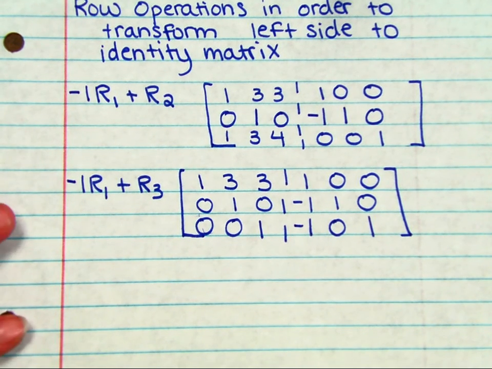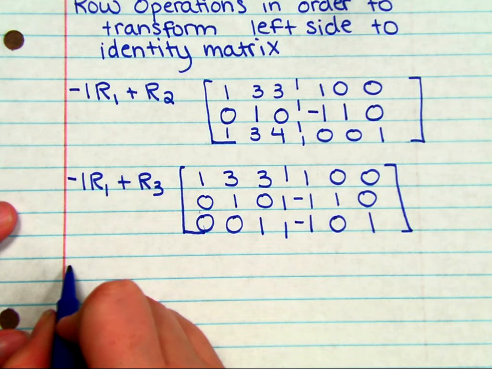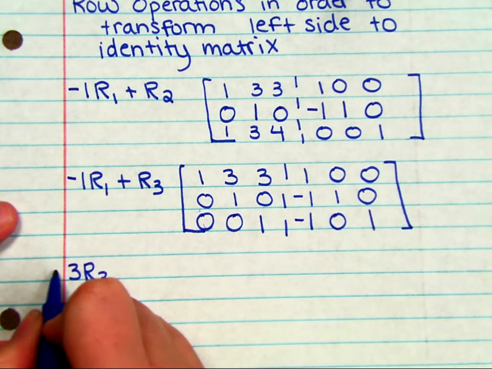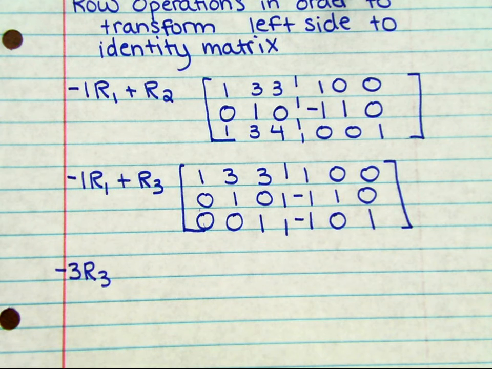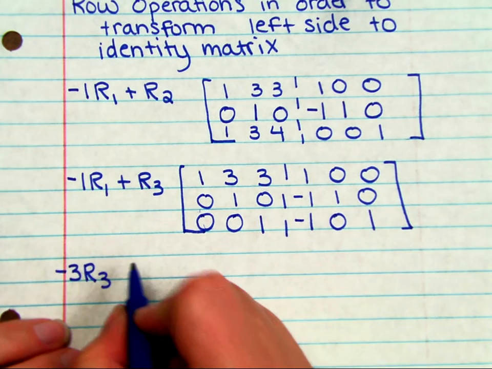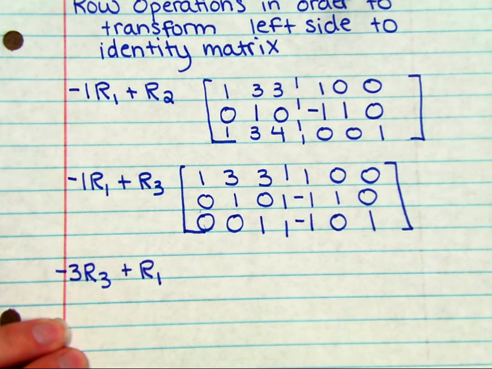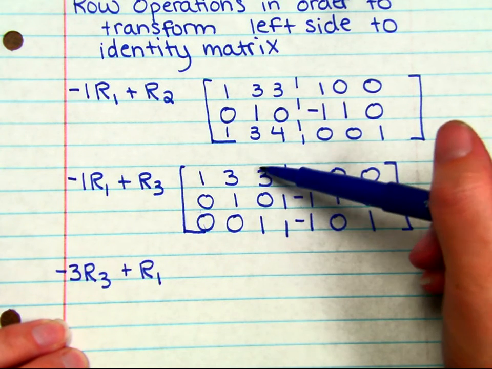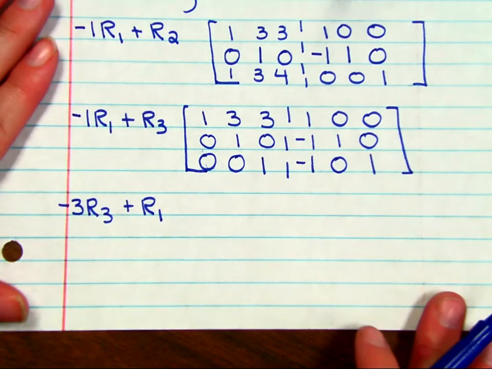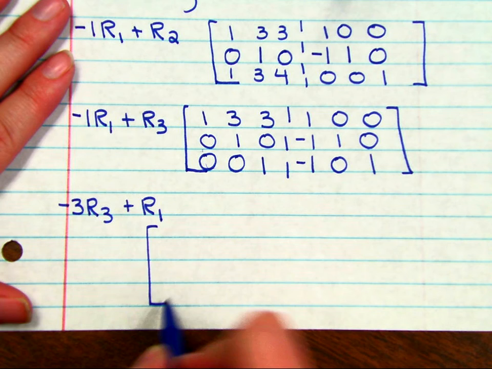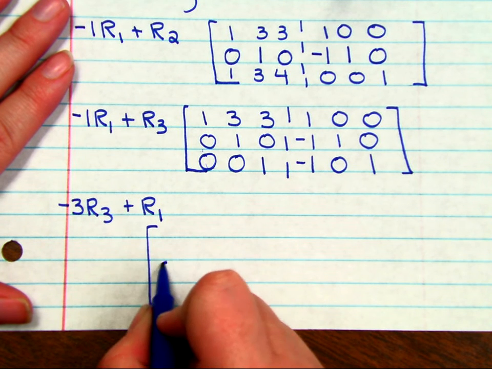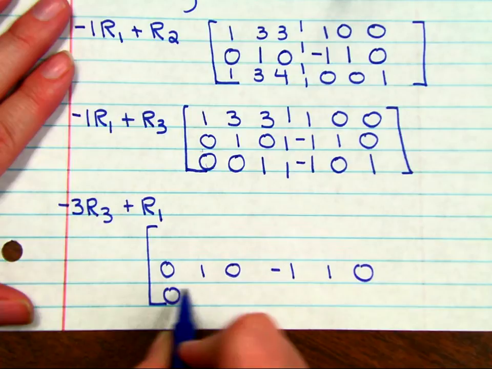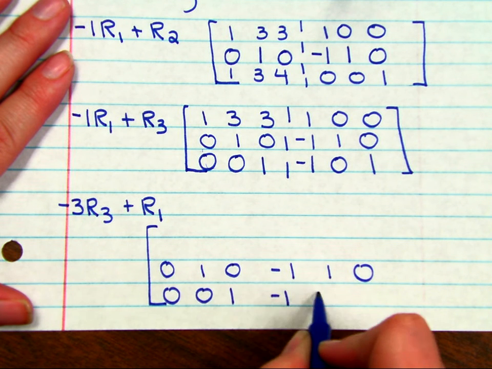So I'm going to do 3 times row 3, and actually it needs to be a negative 3, plus row 1. And that will get me a new row 1, which will eliminate this last 3. So again, my row 2 is not changing, so I go ahead and copy that down. My row 3 is not changing, so I'm going to go ahead and copy that one down.